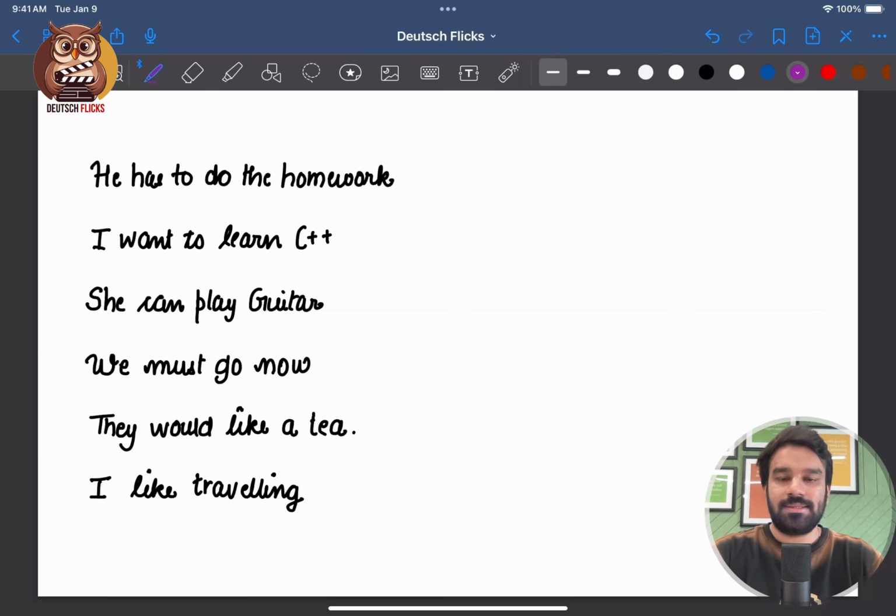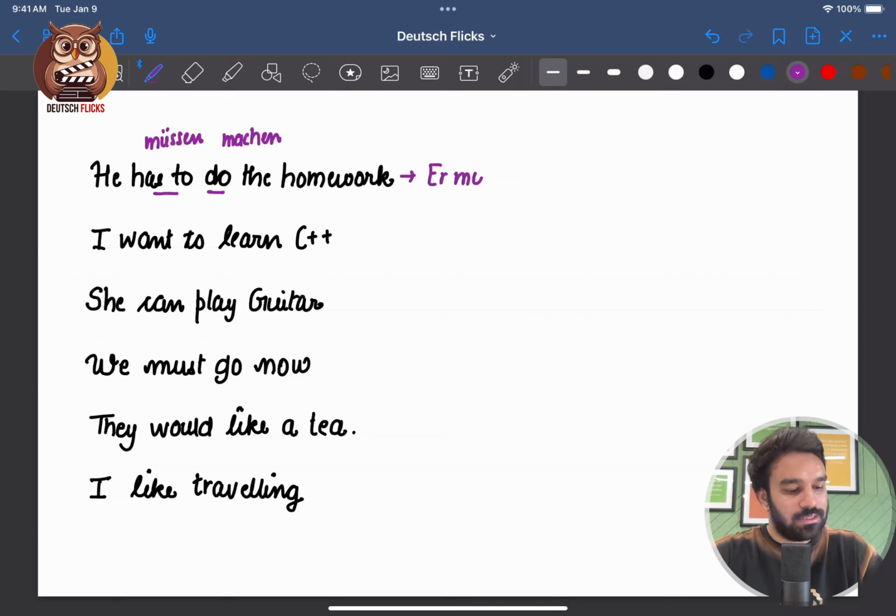Okay, Nummer 1, he has to do the homework. So we have has to, which is called müssen. And the main verb is machen. So it will mean er muss. I'll throw machen at the end. Now what is left? The homework, which is called die Hausaufgabe.